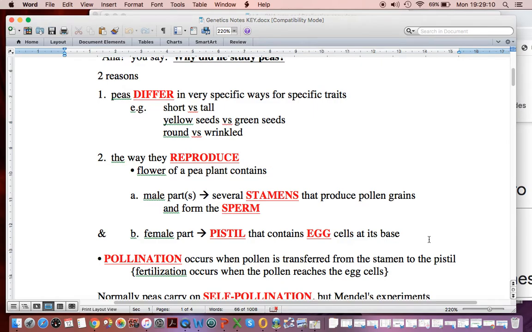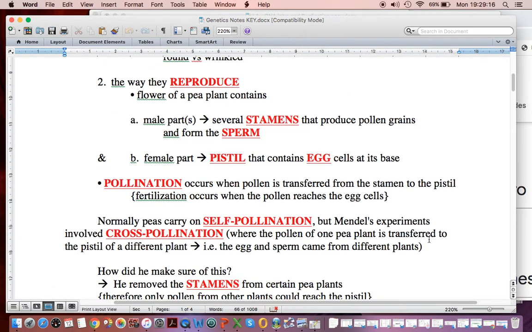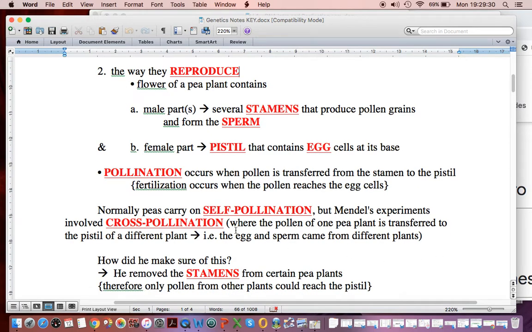Now, normally, the flowers are closed up, and these pea plants carry out self-pollination, and from that, he could get purebred pea plants. If he wanted to ensure that there was cross-pollination, then what he would do is remove the male part, remove the stamens from a pea plant. So the only way it could be fertilized was via cross-pollination.